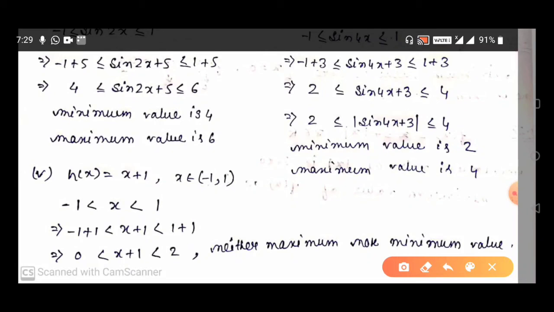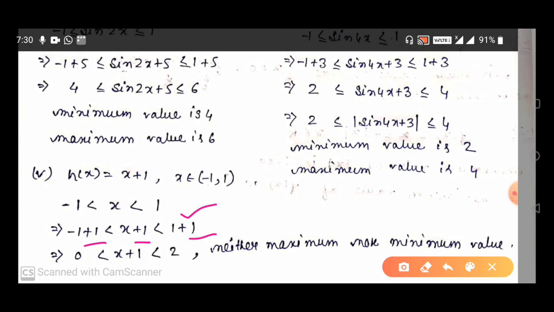Question number 5 is given, h(x) is equal to x plus 1, x belongs to the open interval minus 1 to 1. Now, here we can write minus 1 less than x less than 1. We cannot use the equal sign here because it is an open interval. Whenever it is an open interval, minus 1 and 1 are not included. So we cannot write it like that. Now, if we add 1, then it will become 0 less than x plus 1 less than 2.